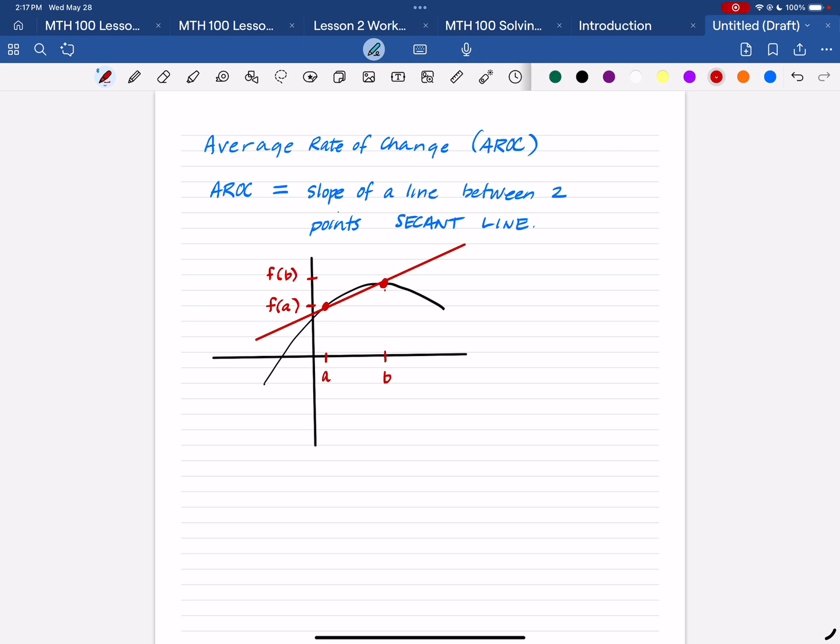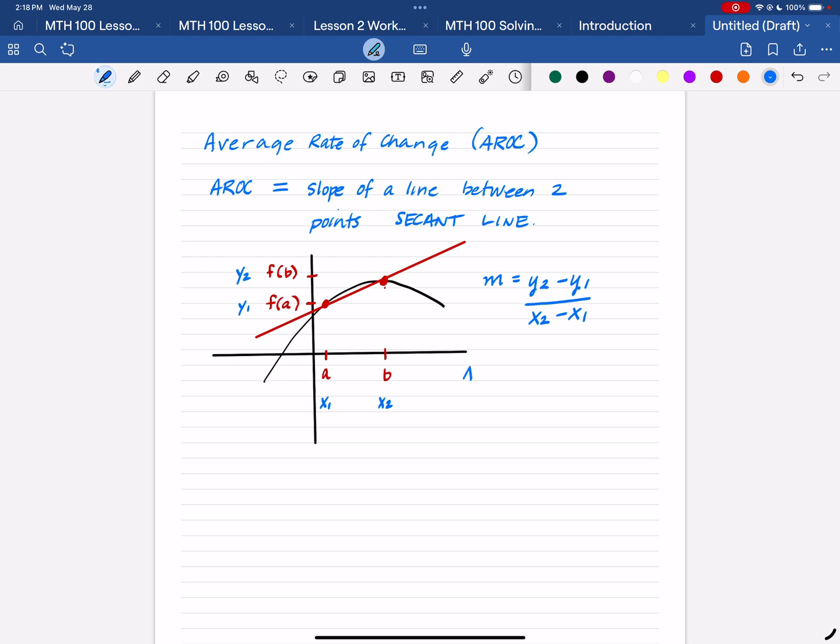Now you remember from earlier classes that the slope of a line is the second y minus the first y divided by the second x minus the first x. And we could call that y sub 2 minus y sub 1, but that just means the second y minus the first y. So here we have x1 is a and x2 is b, y1 is f of a, and y2 is f of b.